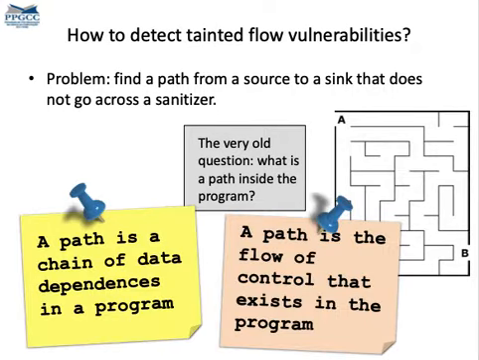We can consider two different definitions of paths, and both work for our analysis. First, a path can be defined by the chain of dependencies between variables in the program. But a path can also be a sequence of basic blocks in the control flow graph of the program.